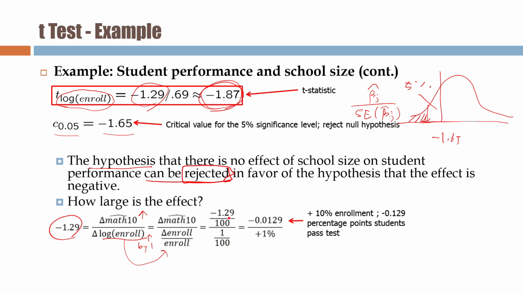You can think about what the enrollment changing by 1% means. So a log change by 1 is like a 1% change, and then how much the percentage of students increases or decreases. Actually, it's decreasing, right? It's minus.